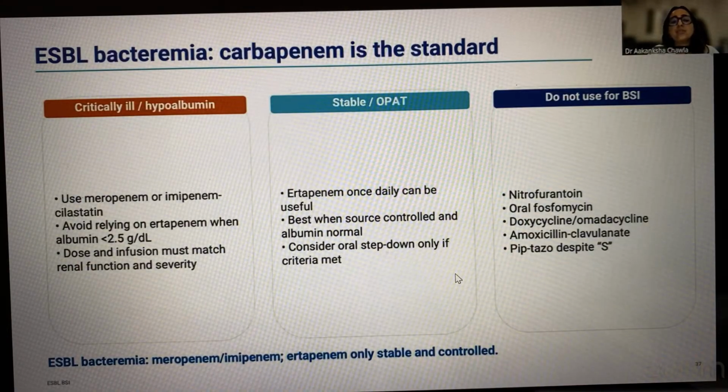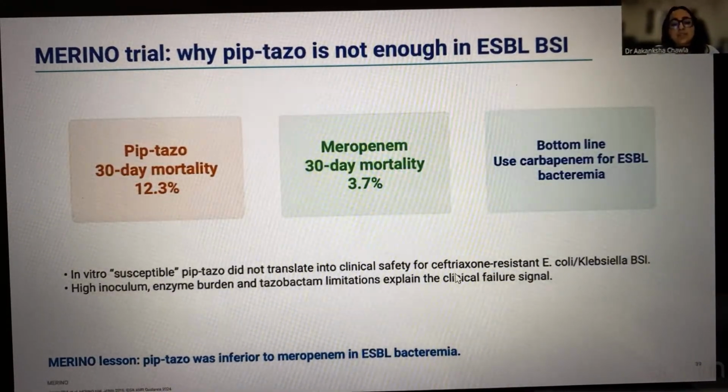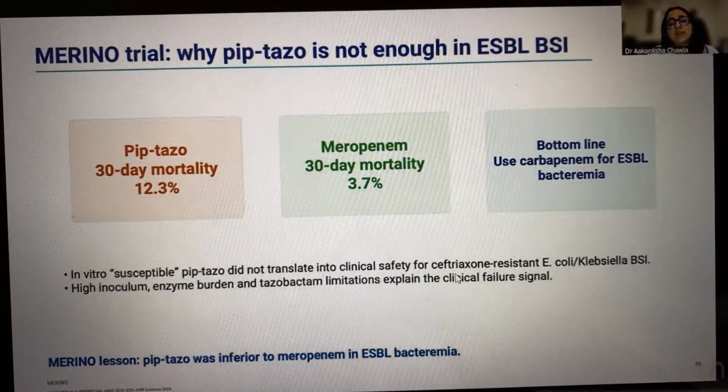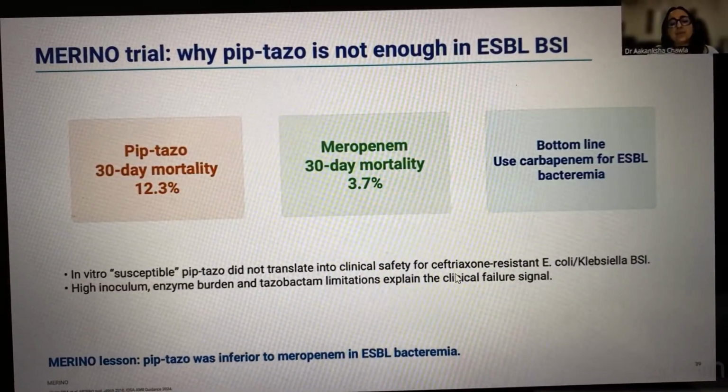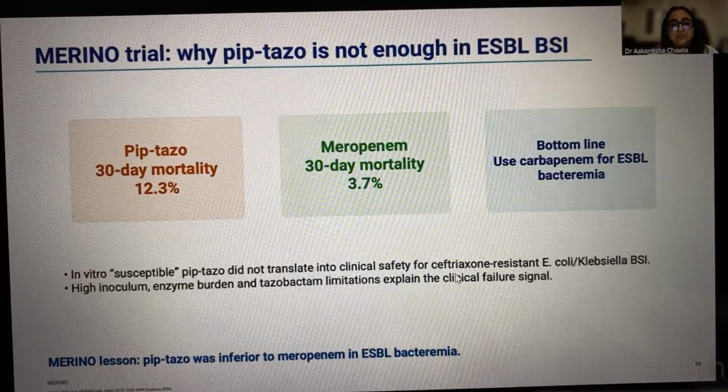For bloodstream infections, do not use nitrofurantoin, oral fosfomycin, doxycycline, co-amoxiclav in ESBL bacteremia, and I just told you, piptazo, despite your report showing sensitivity, because of the MERINO trial. As you can see very clearly, piperacillin-tazobactam was associated with a higher mortality of almost 12.3% when compared to meropenem, which was only 3.7%. So the bottom line is use carbapenem for ESBL bacteremia.